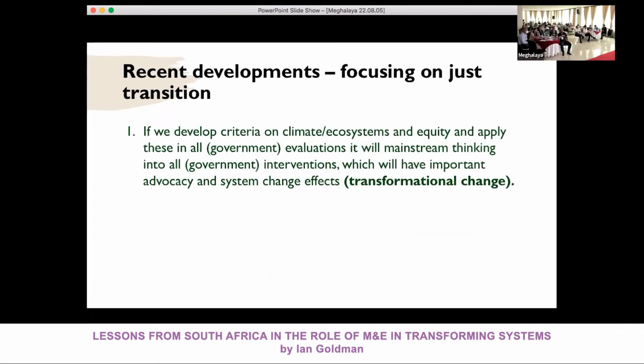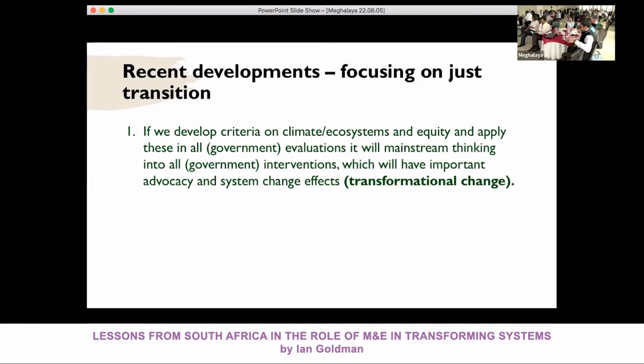And I just wanted to flag some recent developments, because one of the things that's been happening since I left government in 2018 is that I've been working with the South African Monitoring and Evaluation Association. You have the community of evaluators in India. And we've been working with government to think about how we address the systemic crises that are facing the world now, particularly around climate and ecosystems health, but also around extreme and persistent inequality, and how we can mainstream these issues into all evaluations, so that all interventions have to think about what effect they have on climate or ecosystems and on equity.